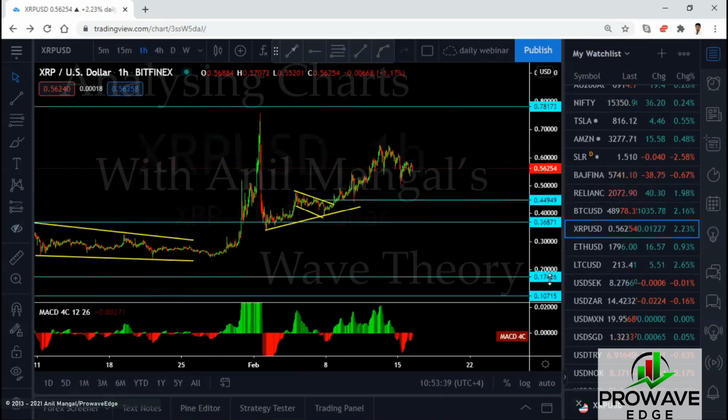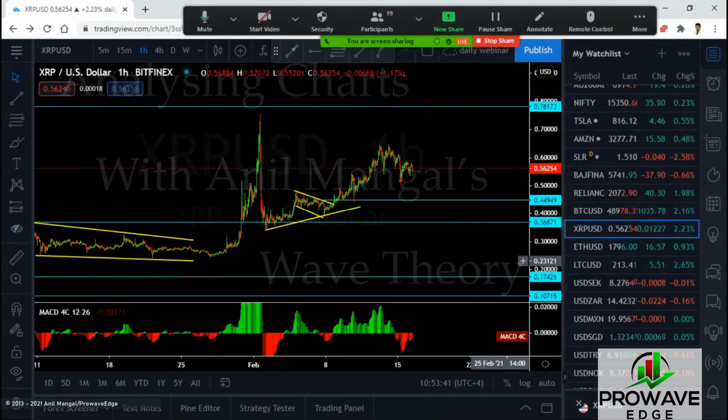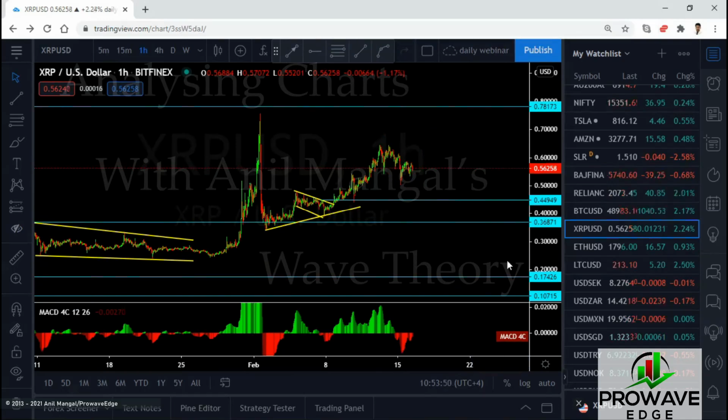XRP, coming down, but very, very slow. As a matter of fact, if it keeps going down like this, could still go one more up. Right? If we keep making that pattern, we're going to go one more up.